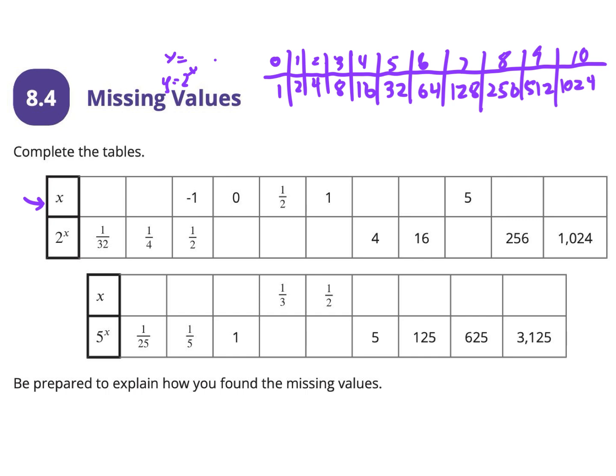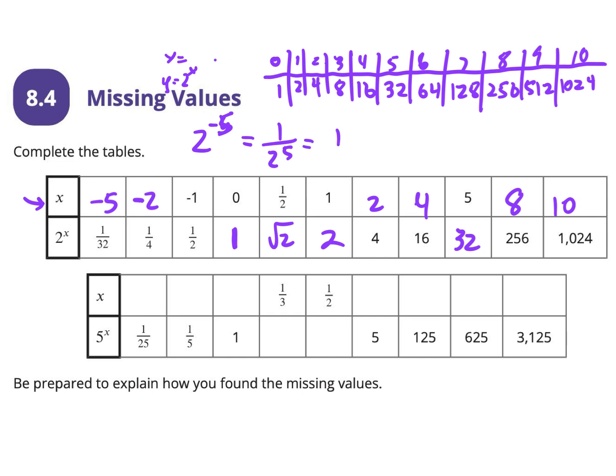So 2 to the 0 is 1. 2 to the 1/2 is the square root of 2. 2 to the 1 is 2. 2 squared is 4. 2 to the fourth is 16. 2 to the fifth is 32. 2 to the eighth is 256. And 2 to the tenth is 1024. And then conversely, to flip them over, this is -2 and -5, because we remember that negative exponents flip the fraction upside down.